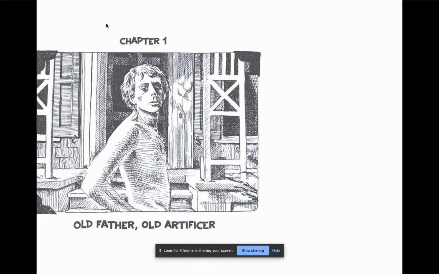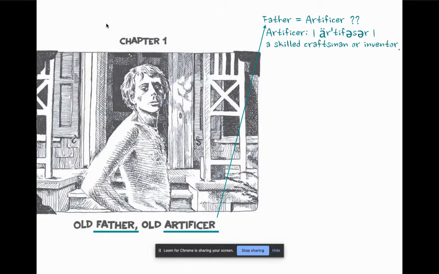So for chapter one, I actually started with the chapter title page. So the panel that you see on the screen right now. So as mentioned, it's father and artificer. So one might ask, what is an artificer? So I looked it up in the dictionary. An artificer is a skilled craftsman or inventor. And you would know by now that that is exactly who Allison's father was.